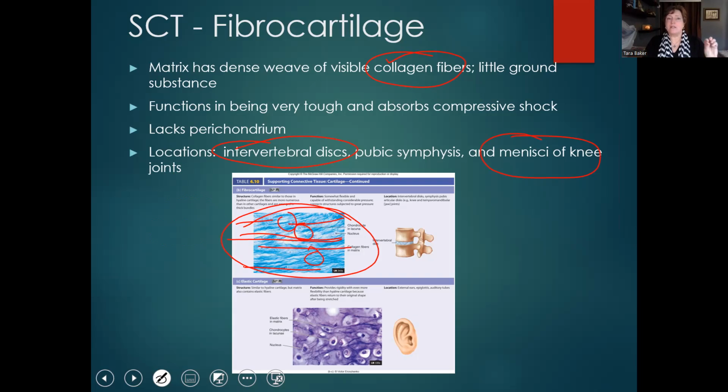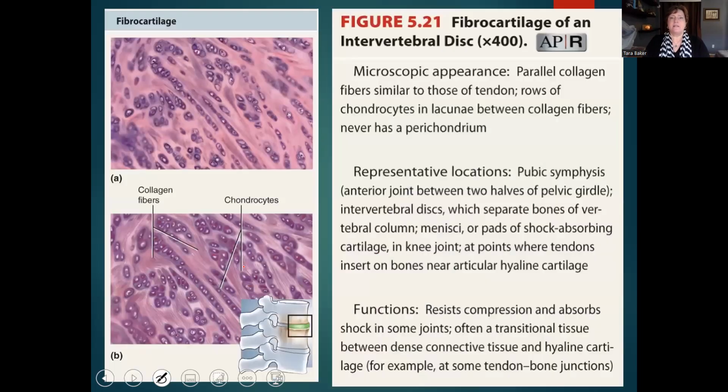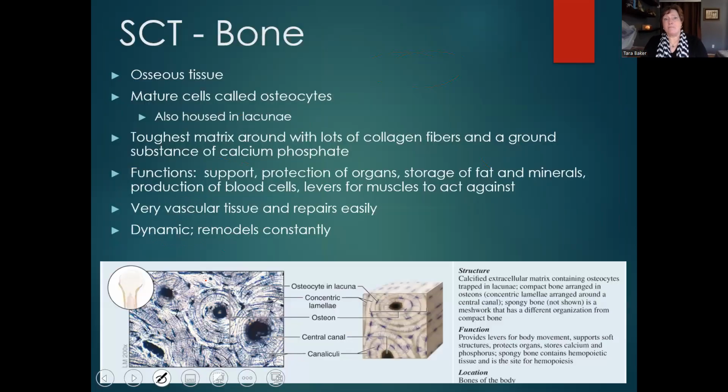All right, so we're talking about supportive connective tissue. We're talking about cartilage right now, and there's 3 different types of cartilage. And here's a picture of fibrocartilage. You can see the fibers here. Thick, nice fibers, all lined up together. Okay, and then bone is the other type of supporting tissue.